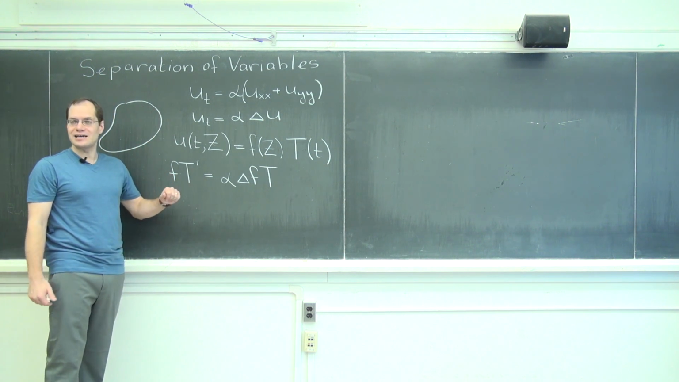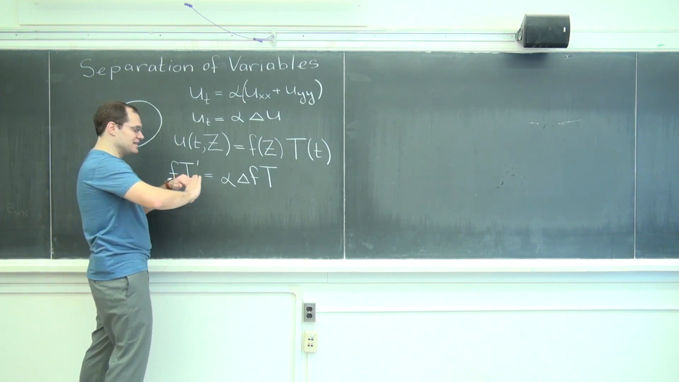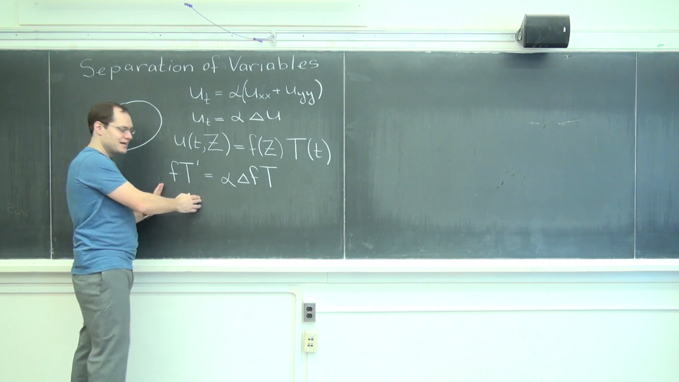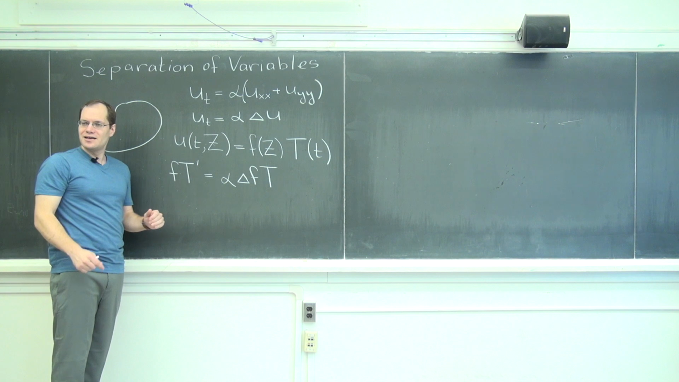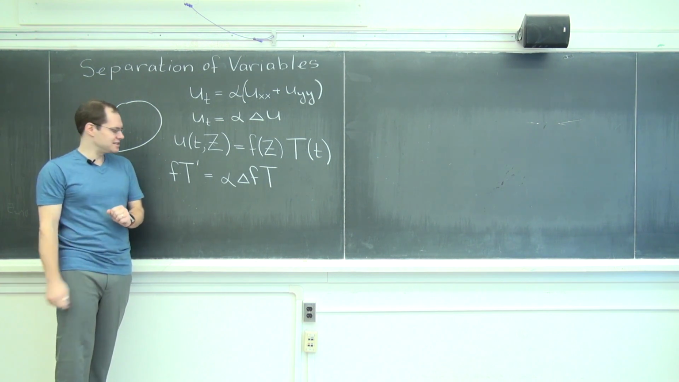You divide both sides by fT. And you will see that has the effect of separating variables. Everything that depends on time will stay on the left. Everything that depends on space will be on the right. And they won't mix. And that's the critical step in the argument.